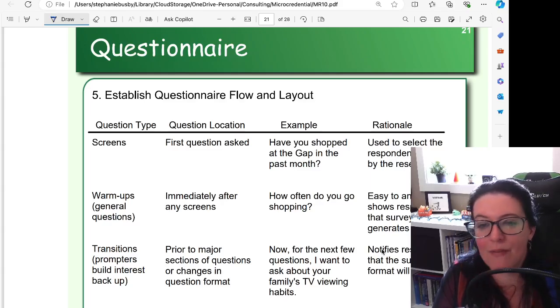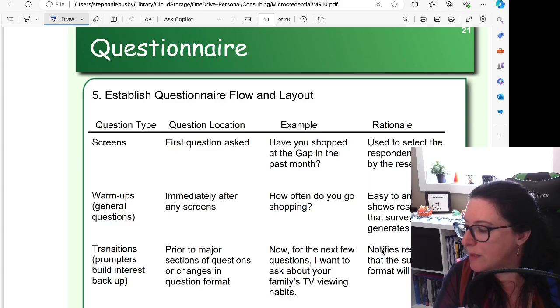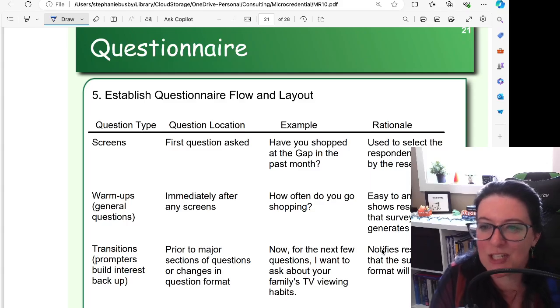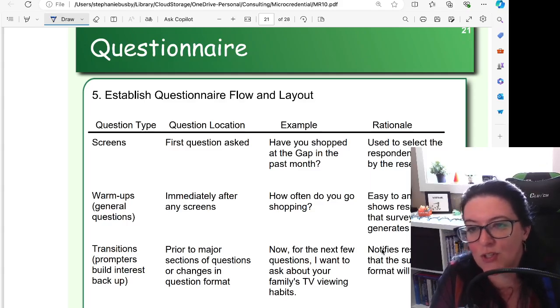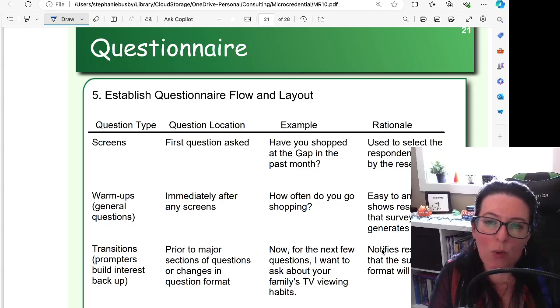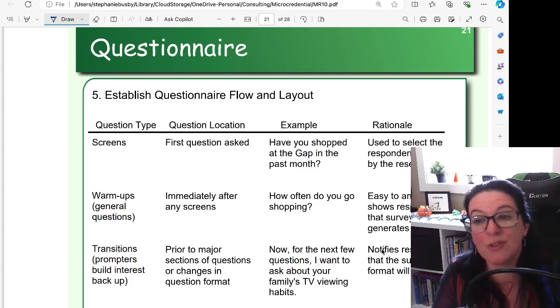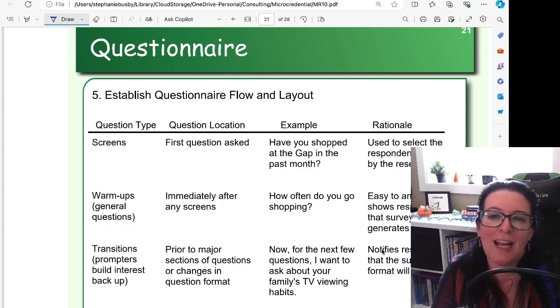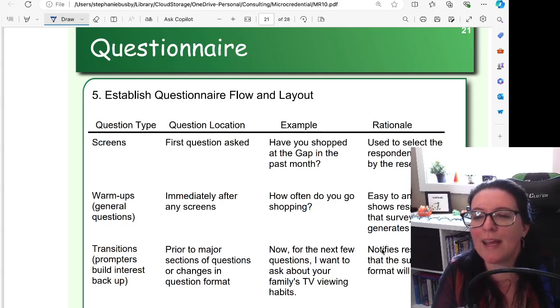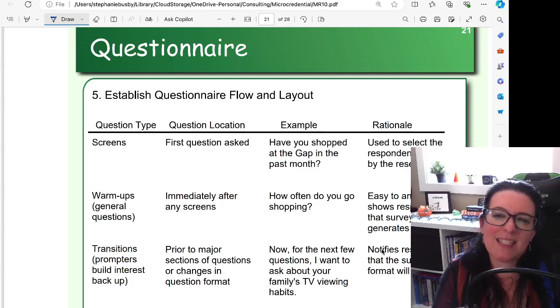If they said yes, then that would lead them to other questions. Then we tend to have a warm-up question. That warm-up question is going to be immediately after the screen, so we know that they know something about this topic, but it's going to be one that's easy to answer, shows that the survey is easy, generates interest in the topic. So we would ask questions like, how often do you go shopping? This is going to be a question that is either multiple choice or yes, no, so not an open-ended question. It's got to be an easy one, a quick one, a low-risk one.